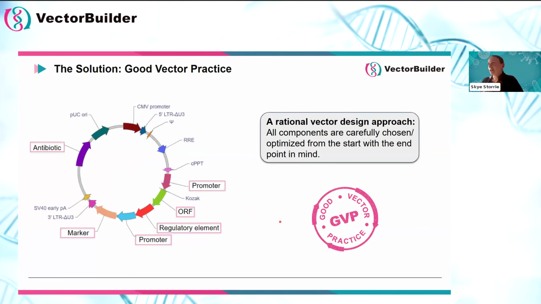So we believe that the solution to this is to employ a rational vector design approach, where all components of the vector are carefully considered from the very beginning. This includes everything from the promoter to your gene of interest, whether you want to include a regulatory element or not, if you want to include a marker gene for selection, and also which antibiotic you want to use for selection. And the basis of this is that you really want to keep the endpoint in mind, whether this will be used for foundational research or whether it will be used for clinical development.